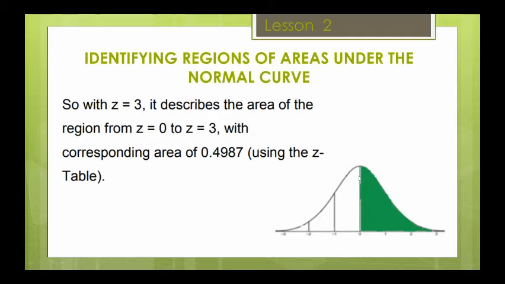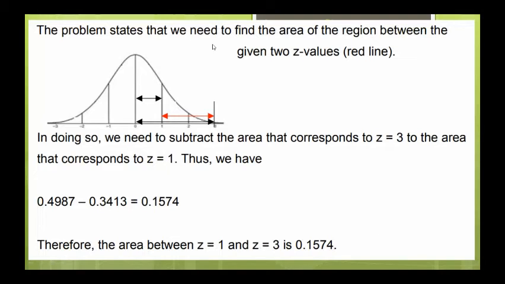So ito po yung area ng z is equal to 3. From 0, dito yung mean, and then up to 3. That is 0.4987. So yan po yung portion ng z is equal to 3. Now, the problem states that we need to find the area of the region between the given two values. So, yung red line lang po.